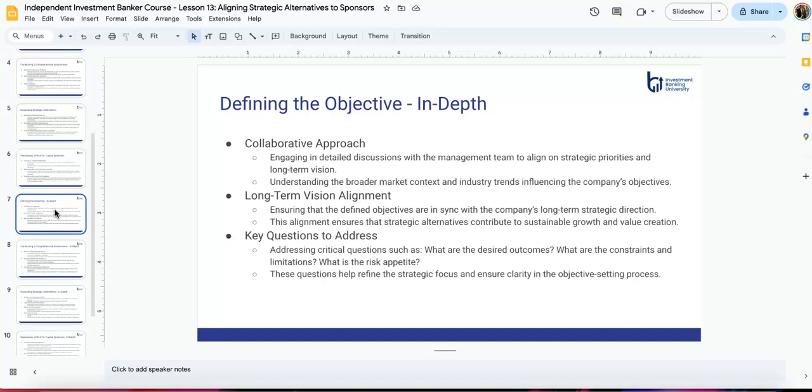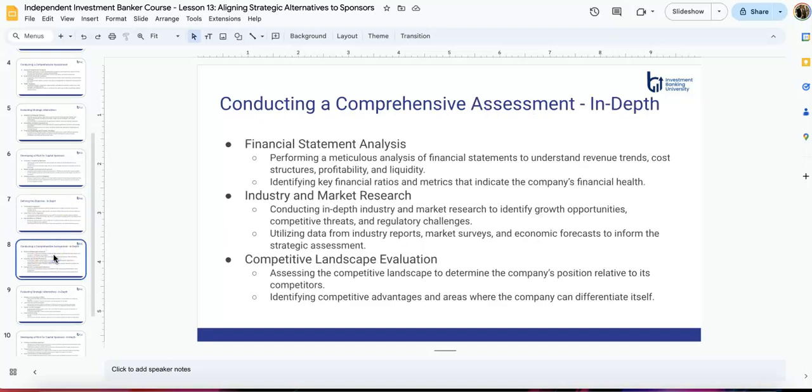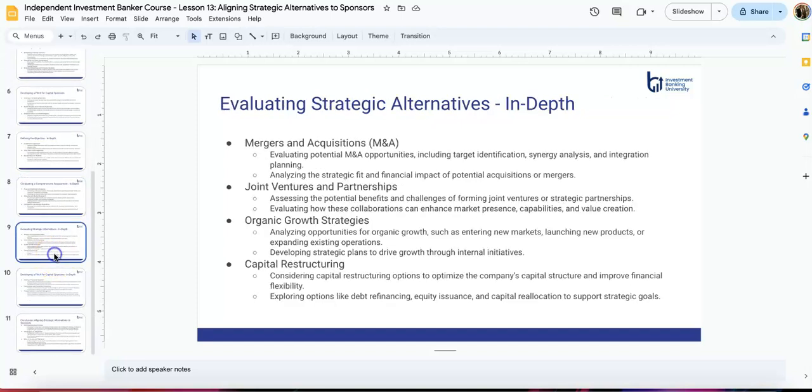So it's a collaborative approach in terms of defining the objective, of co-authoring that solution in terms of long-term alignment, and getting the key questions answered, such as what are the desired outcomes, constraints, limitations, risk appetite, all that good stuff. In terms of conducting a comprehensive assessment in depth, we're talking about financial statement analysis. We're talking about industry and market research, competitive landscape and evaluation.